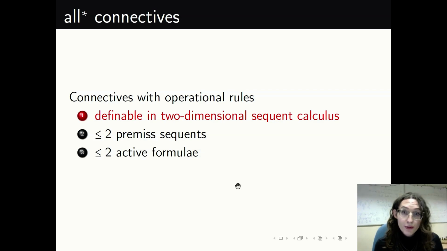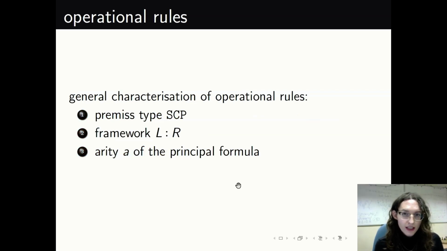All right, so what do those connective rules, those operational rules, look like? Well, in general, we can characterize operational rules in terms of, one, their premise type. That means which active formulae occur where in how many premise sequents. Secondly, the framework, so how much space we've got on each side of the sequent symbol. Think of LK, think of LJ for instance. And then thirdly, which arity does the principal formula have? So are we dealing with a nullary connective, with a unary connective like negation, a binary connective like disjunction, and so on.